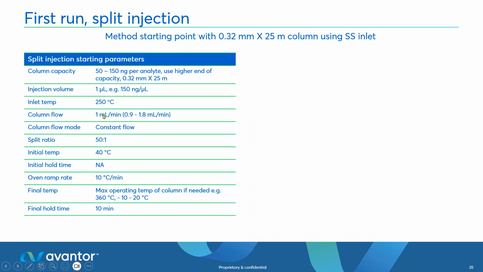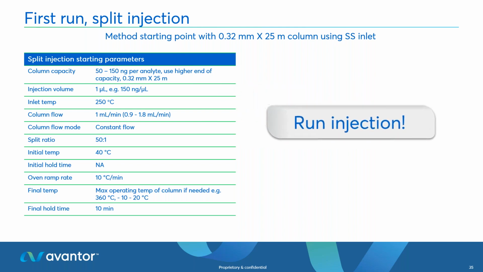These are usually default in a lot of GC software. We tend to want to develop methods in constant flow unless the application says otherwise. It's just a little bit difficult to keep control of the flow and the velocity if it's in constant pressure. We've got a split ratio of 50:1. So if we've got 1 mL a minute going down the column, then this is 50 mL a minute going out the split flow. Standard initial temperature to start with, oven ramp rate 10 degrees per minute. So let's run an injection.